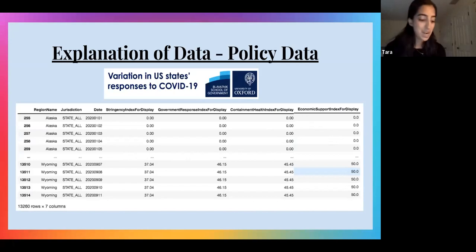So in this data set, there's a row for each of the 50 states and DC from January to the first week of September.